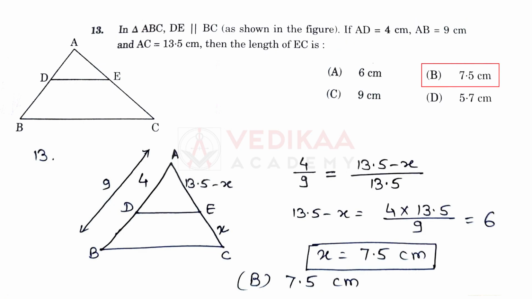Question number 13. DE is parallel to BC and it is required to calculate the length of EC. Now from the BPT theorem, you can easily write down that 4 upon 9 is equal to (13.5 minus x) upon 13.5. If you solve this particular equation for x, the value of x is coming out to be 7.5. So the correct option is B, 7.5.